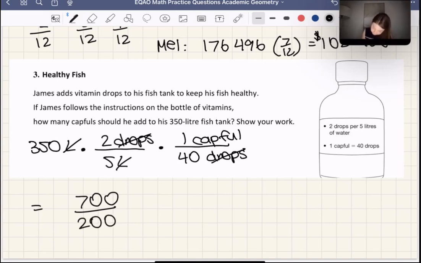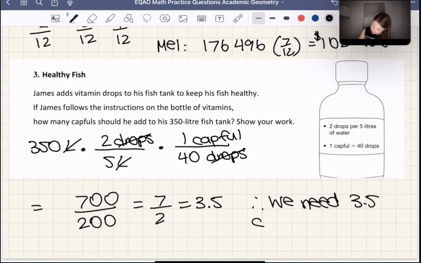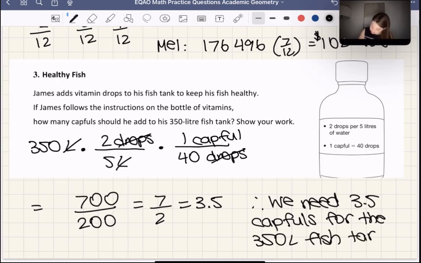Right? Good. And then that's going to reduce to 7 over 2, which is the same as 3.5. So therefore, we need 3.5 capfuls for the 350 liter fish tank to keep those fish healthy. So there we have it.